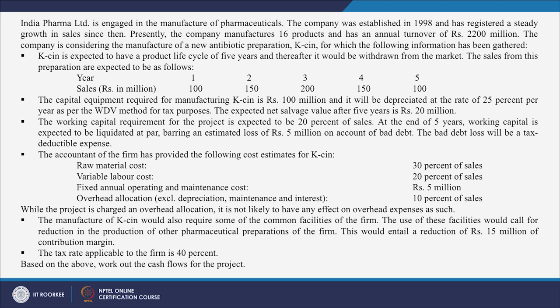Point number 4 given here is that the accountant of the firm has provided the following cost estimates for the case. Raw material cost is 30% of sales, variable cost is 20% of sales, fixed annual operating and maintenance cost is 5 million rupees, and overhead allocation excluding depreciation, maintenance and interest is 10% of sales.